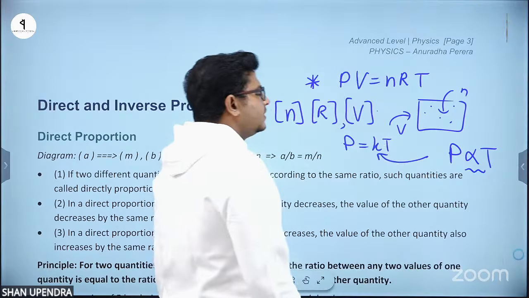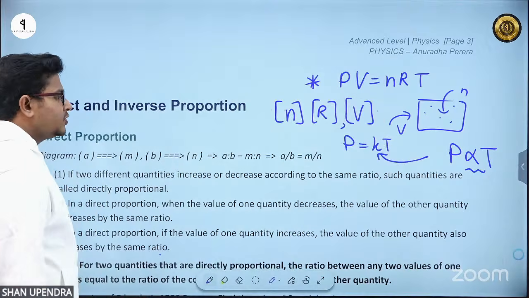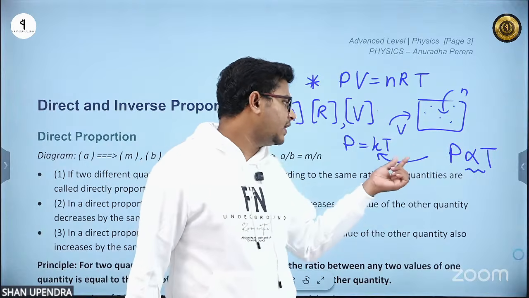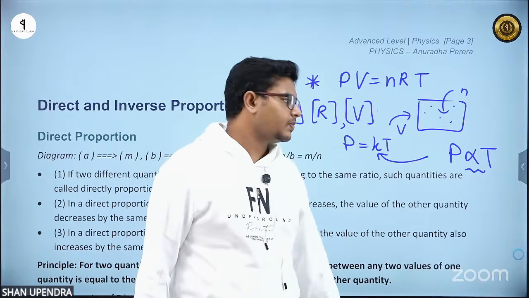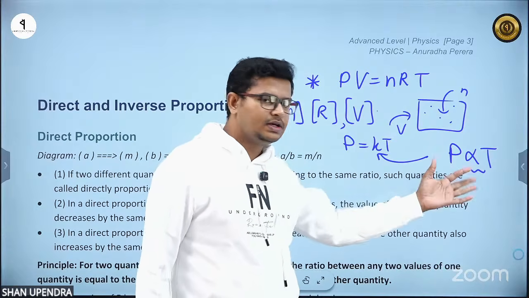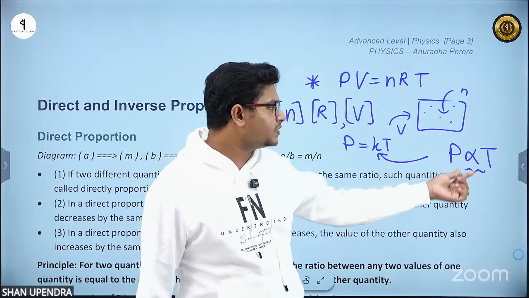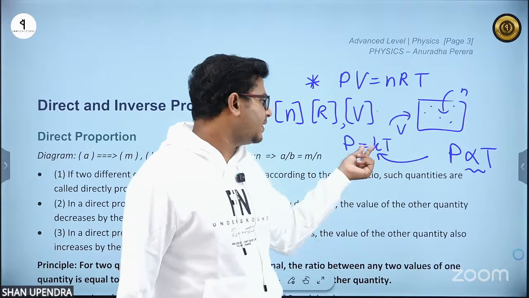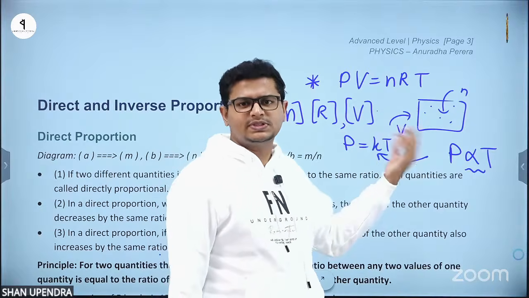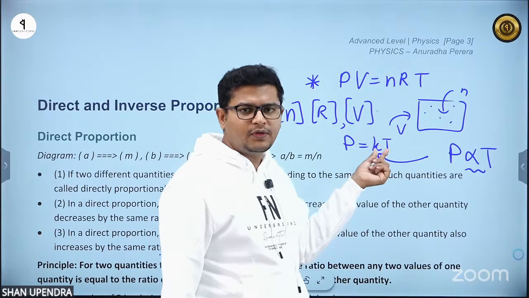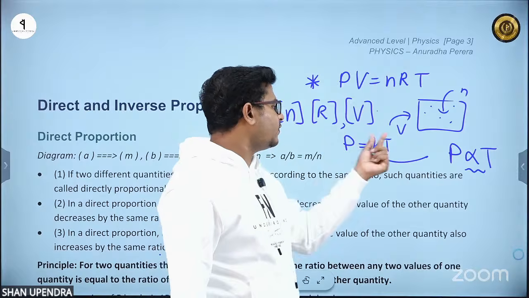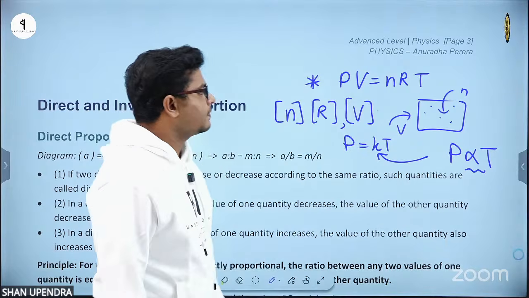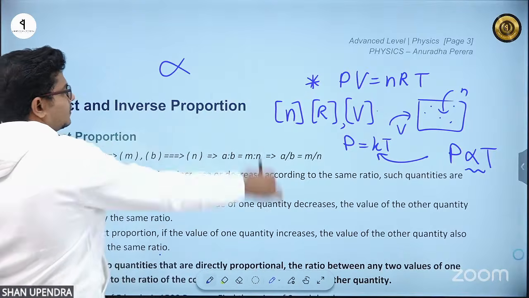This is known as directly proportional, with a symbol. Then you can write P depends on T. That relationship is P directly proportional to T. Since other things are constant, you can represent this K as just a constant. So P is not depending on this K. P is only depending on T. Then we can write P directly proportional to T. That is the symbol for direct proportional.